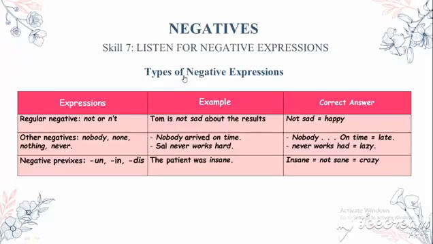Now we move on to the chart outlines. What is on the chart here? It contains the types of negative expressions that we should be careful of. The expressions like regular negative, for example, Tom is not sad about the result. And then the correct answer is happy. We should know the keywords here. Not sad has an opposite meaning with happy. Happy here is a positive statement.